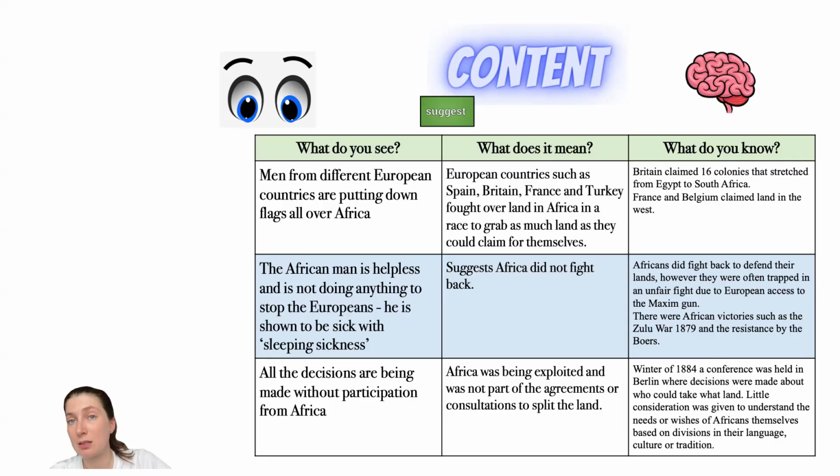So you can literally just put some sentence starters. The source shows, column 1. This suggests, column 2. This is useful because, column 3.